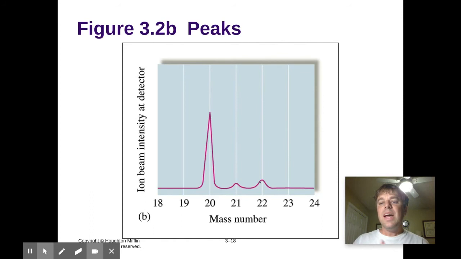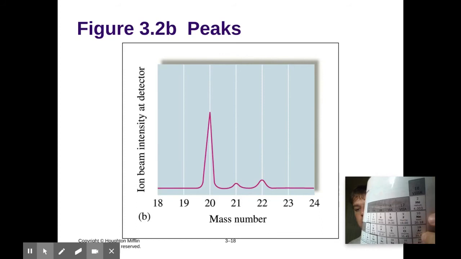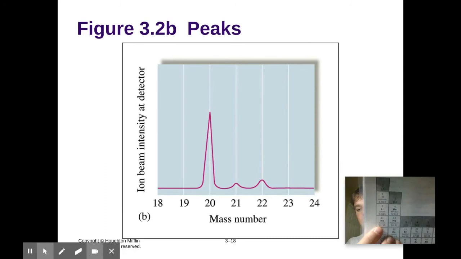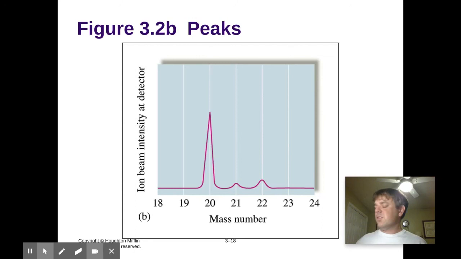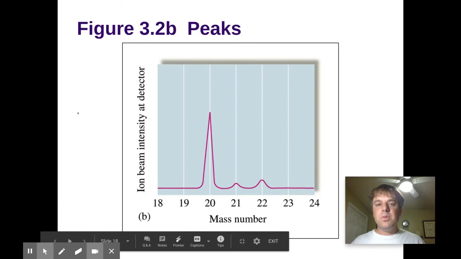And if you search on your periodic table, well, we've got fluorine is 19. That's no good. That's too low. Neon is 20.18. That looks like a good candidate. Let's check the next element. Sodium's 22.99. That's almost 23. That's way too high. You couldn't get an average of 20, 21, and 22 and equal 23. So this is likely a sample of neon.